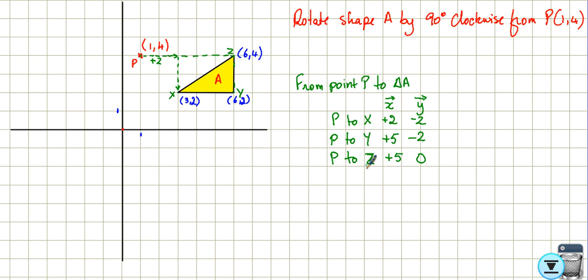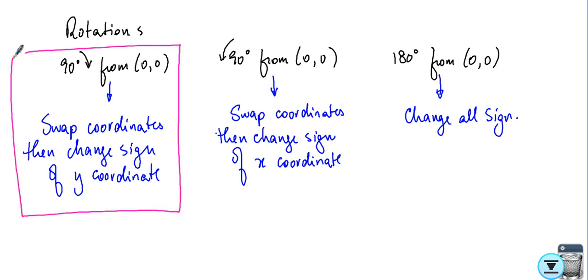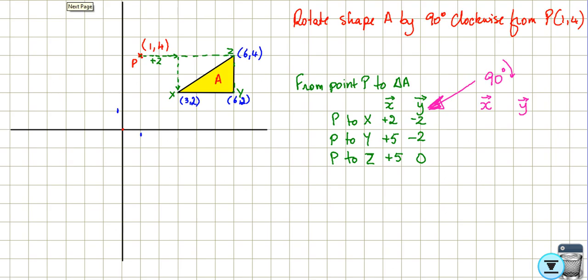Now, I have to rotate shape A 90 degrees clockwise. So what's going to happen if I rotate 90 degrees clockwise? What will happen if I rotate these by 90 degrees clockwise? What will be my new X movement and Y movement? So, according to the rule which we've done yesterday, rotating 90 degrees clockwise from the origin is this important rule here. I need to swap the coordinates, then change the sign of the y coordinate. So, I need to swap the two values. So, it's minus 2 and plus 2.